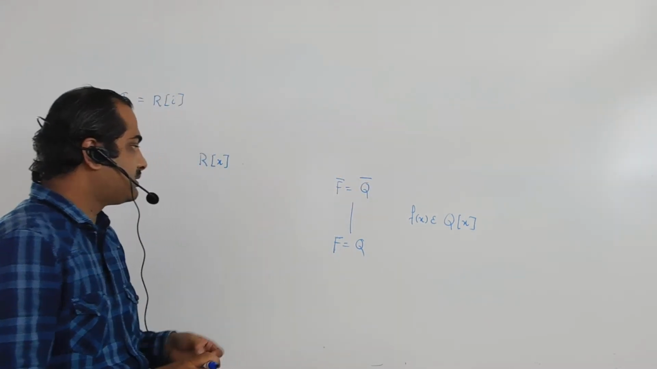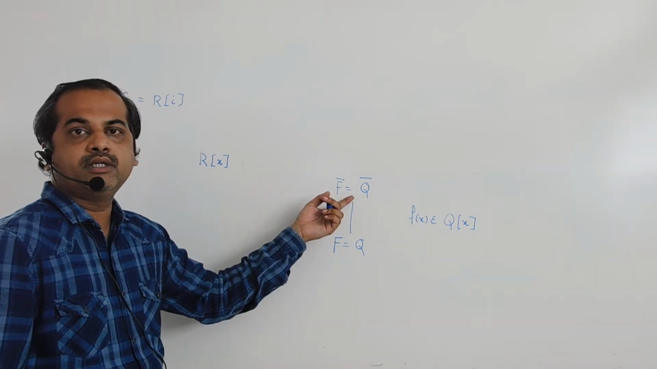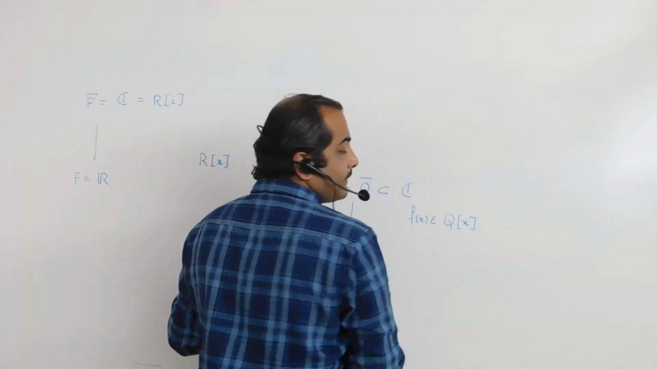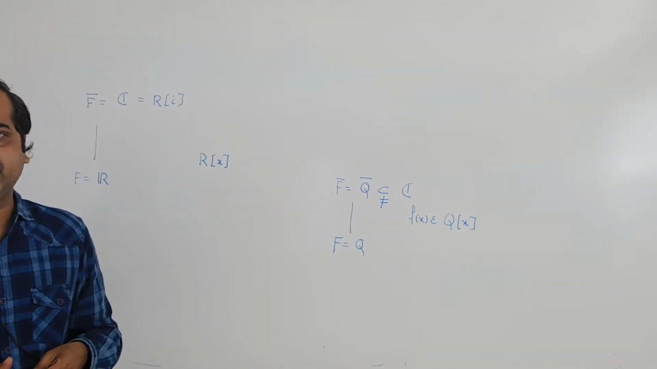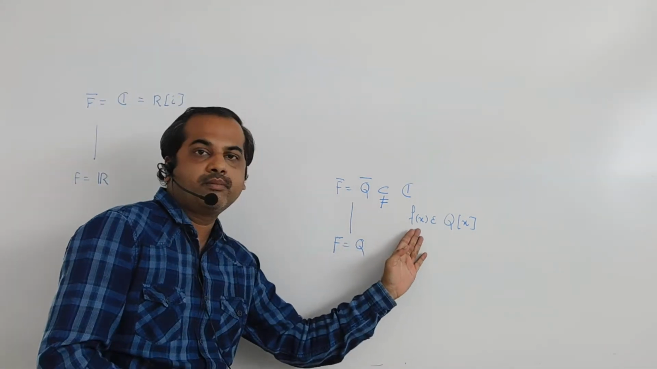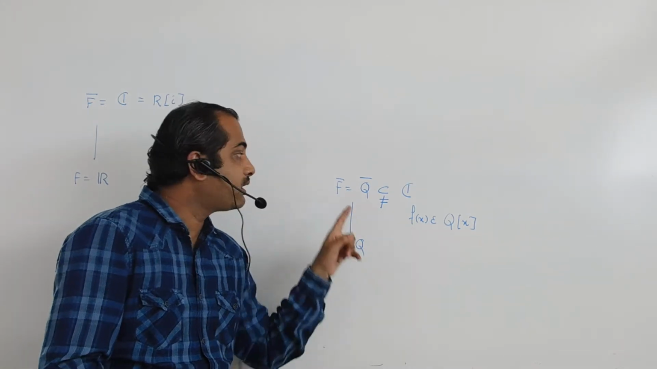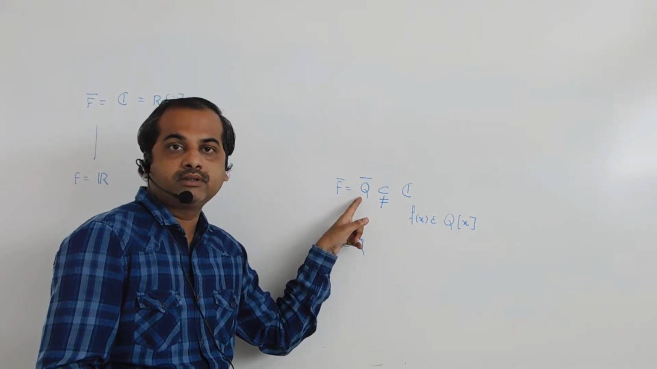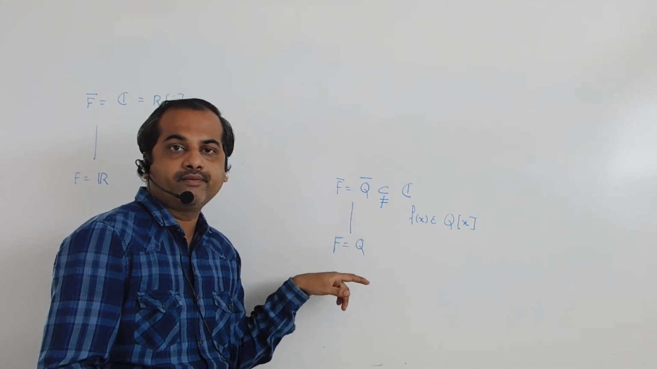Now somebody says the algebraic extension of Q is C. But it is a proper subset of C. It is not equal to the complex numbers. Why? Simple case. What is this Q bar? It is obtained by attaching all the roots of the polynomials over Q.